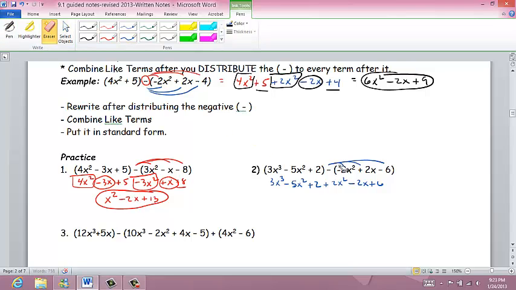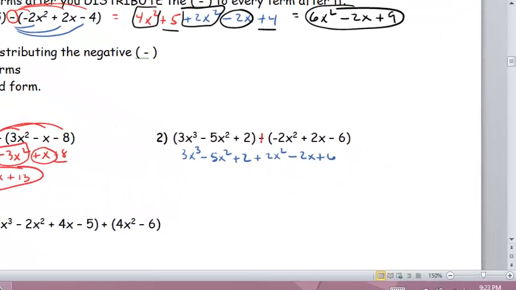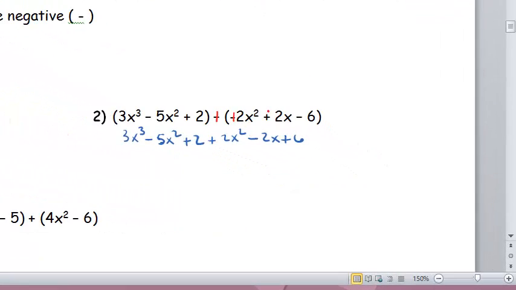Now, if you understand exactly what we're doing, I have no problem with you going ahead and just changing the minus sign to a plus and changing the signs here. So you don't have to rewrite the polynomial. Once you do that, you still have to combine like terms properly. 3x to the third. You got negative 5x squared plus 2x squared is minus 3x squared. You have your minus 2x and then your plus 8 right here. And you are done here.